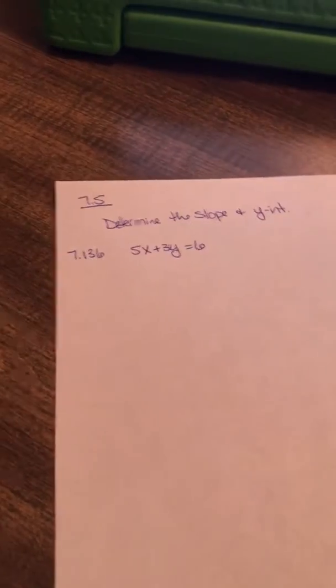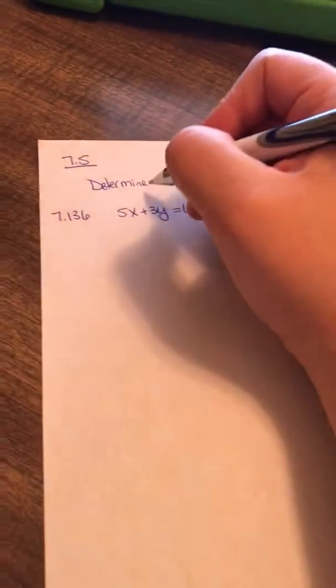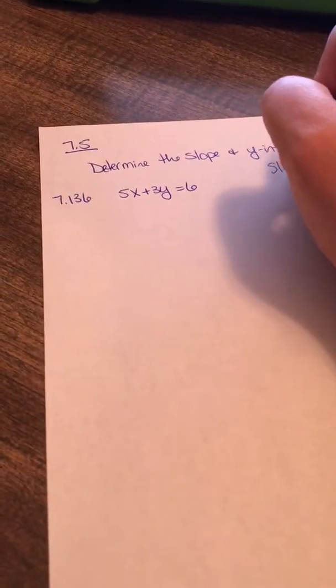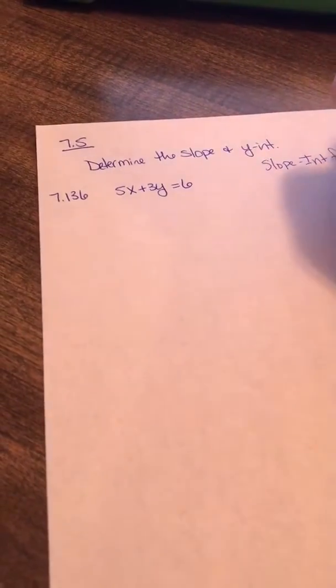Okay, for this section, this starts dealing with slope and y-intercept, the slope-intercept form of a line and how to find slope. So you want to determine the slope and the y-intercept. Generally, to do that, you want to always get your line in slope-intercept form, which is your y equals mx plus b.